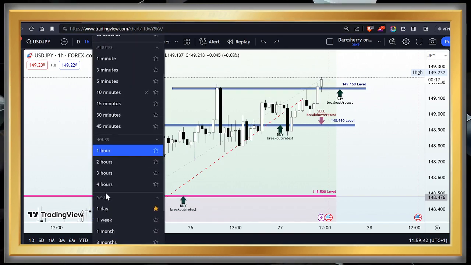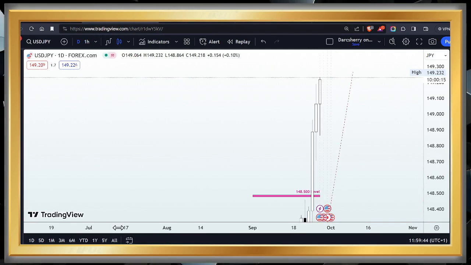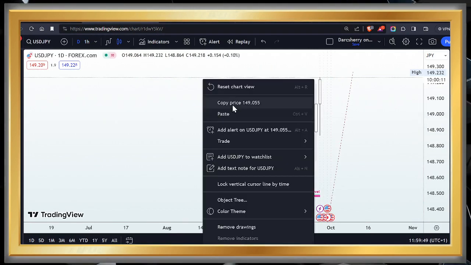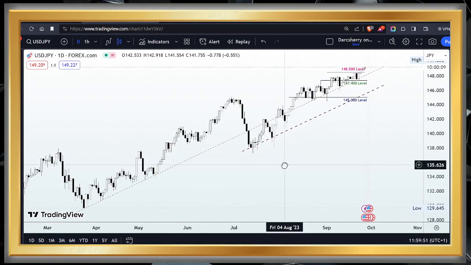Now, if we scale up into the daily time frame here, hold on a second, please. I want to show you something. Okay, so on the daily time frame, it is quite clear that price action has been on a strong bullish momentum since the beginning of this year.